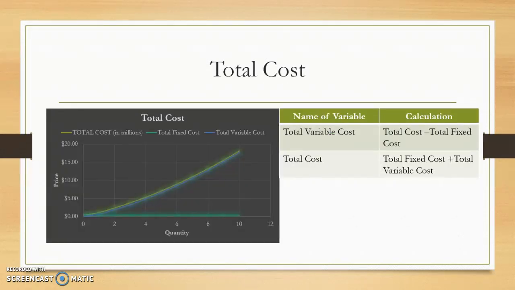Now we're going to talk about our total cost. To come up with our total variable cost, how that is calculated is to take the total cost minus the total fixed cost. Now to calculate the total cost, we take the total fixed cost plus the total variable cost. And that is what gives us the curve that we see on our graph here.